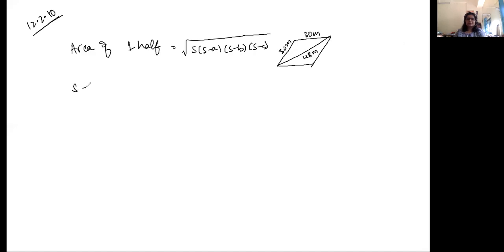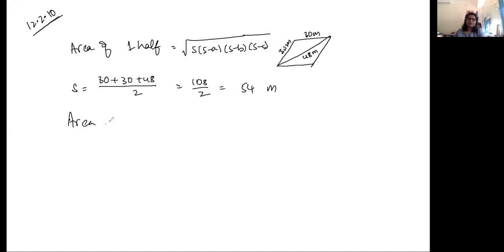So s will be equal to (30 + 30 + 48) / 2. That is 108 by 2, which will be equal to 54. 54 is 5 4, 2 4 are 8 meters.